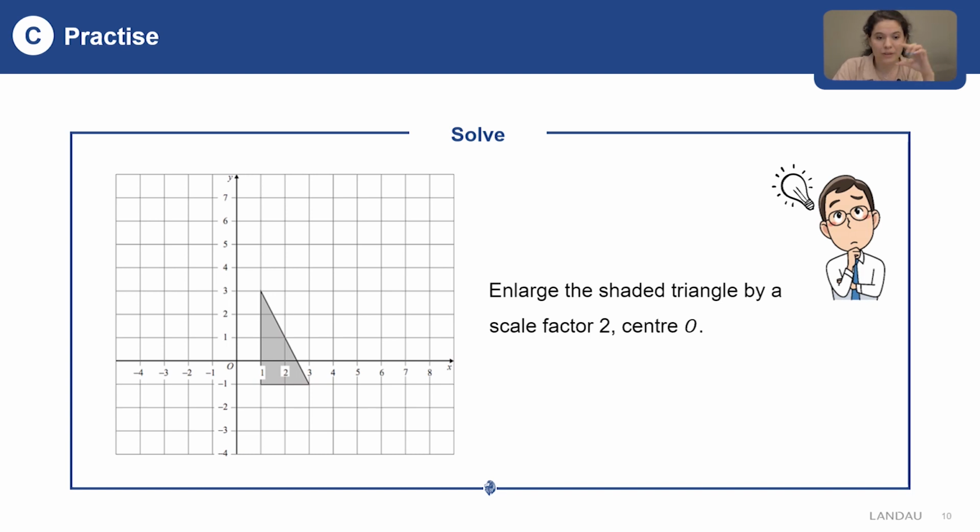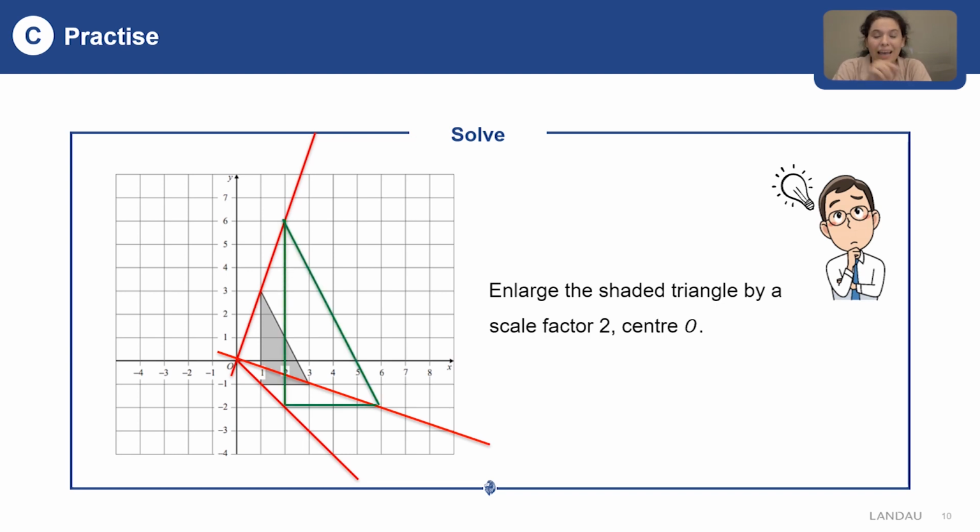When they pass through, the distance between the center and the object vertices should be multiplied by 2. Then we get the vertices of the image of the triangle. When we draw all 3 lines, we are pointing out 3 points, the vertices of the triangle, then we join them and get the final answer for this question.